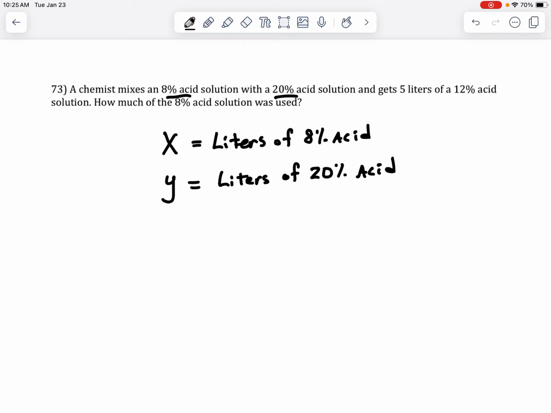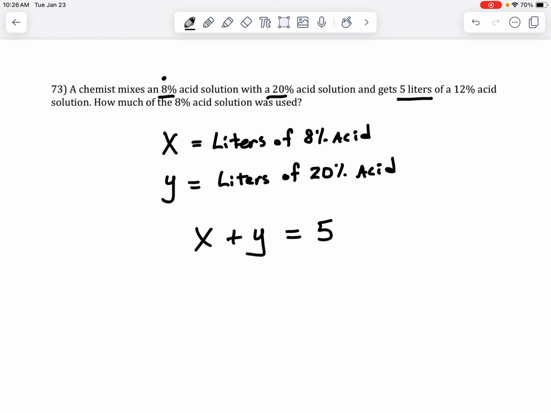And because we have two variables, we're going to need two equations. So one is, there's a grand total of 5 liters. So if you add the two amounts of liters together, it has to equal 5 liters. There's one equation. And then the next one is going to use the percentages.